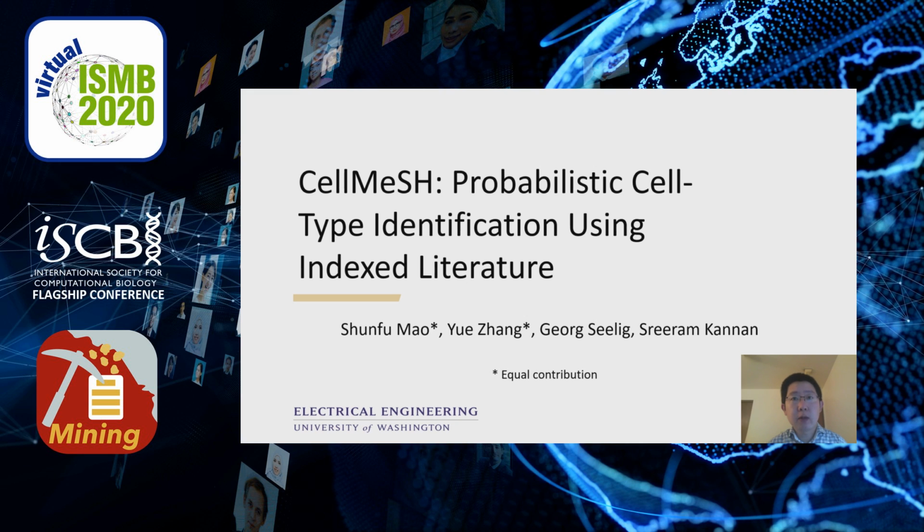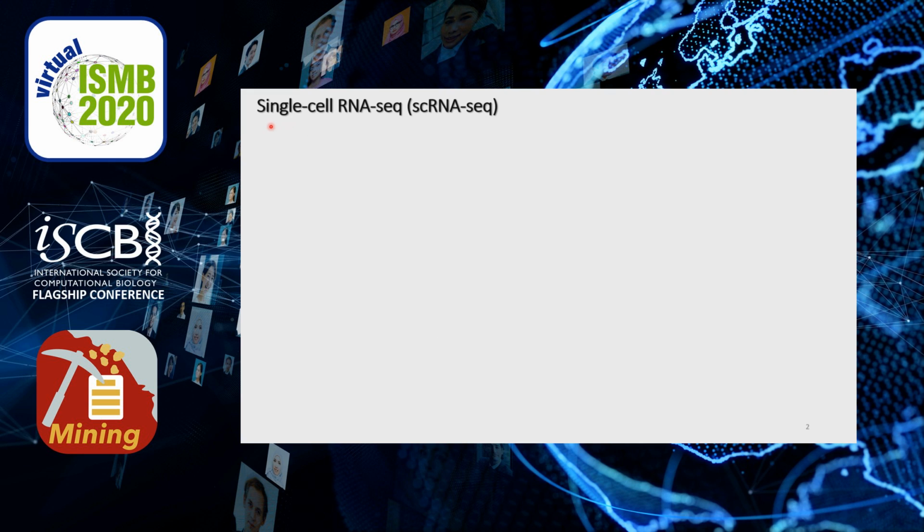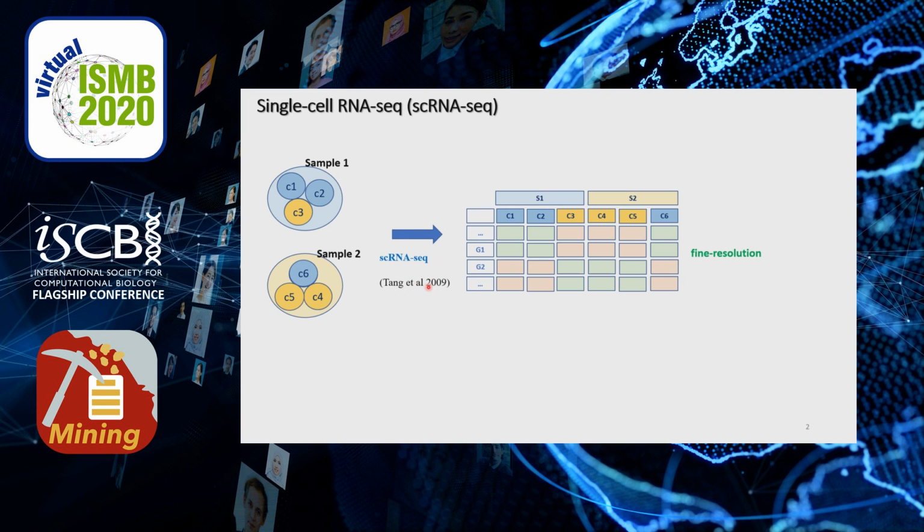Today I'm going to talk about CellMeSH, probabilistic cell type identification using indexed literature. CellMeSH targets the application of single-cell RNA sequencing. Consider there are two samples, each contains several cells. Using single-cell RNA sequencing technology, we can get the gene expression at a single-cell resolution for each sample.